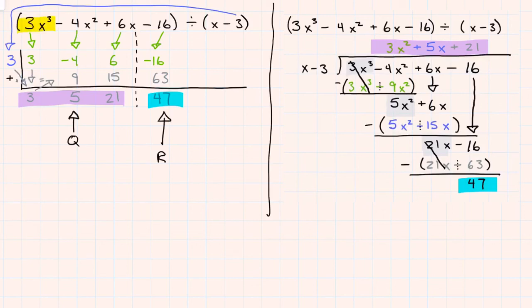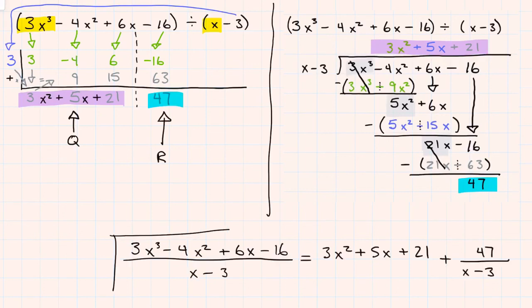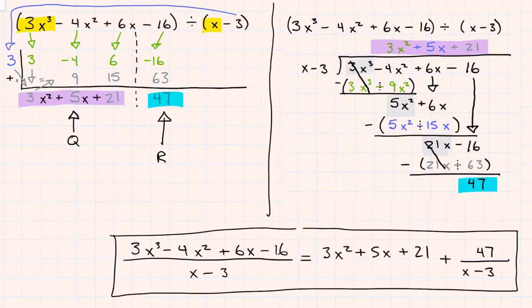If you take the leading term of the dividend and divide it by the leading term of the divisor, 3x cubed divided by x is 3x squared. That's where that 3x squared comes from. That's why I know that's x squared. And then the powers of x just go down by 1 every time until you get no x. So it's 3x squared plus 5x plus 21 is the quotient with a remainder of 47. And again, we can write out the division statement for this.